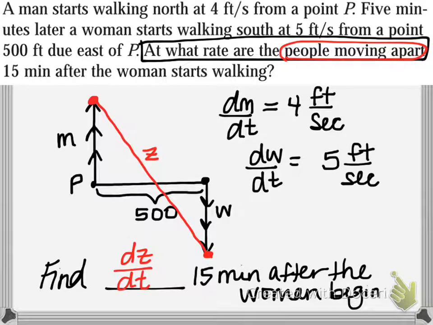And this is what I consider the setup for a related rates problem: a labeled diagram, our rates labeled and indicated, and a good find statement, what we're trying to find. So next we're going to try to come up with an equation that relates our variables as well as our constants. In this situation we have m, w, and z as variables, and then we have this constant of 500. So we're searching for an equation that relates all of these quantities.